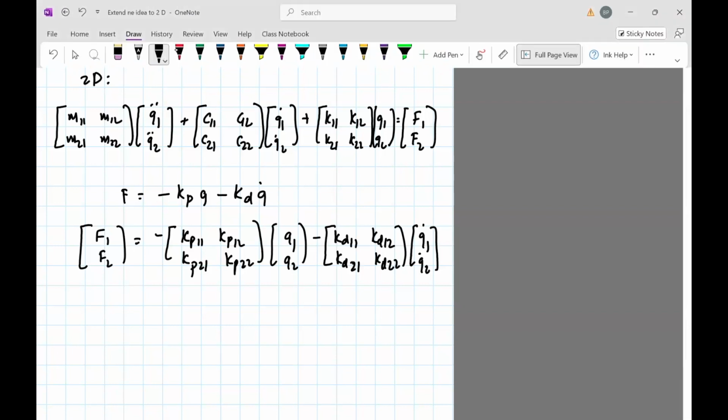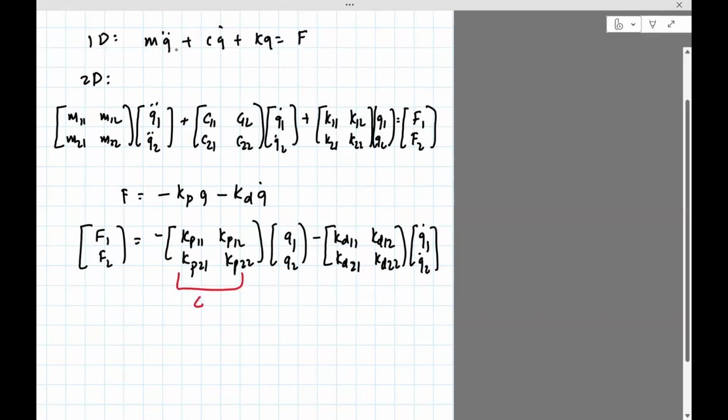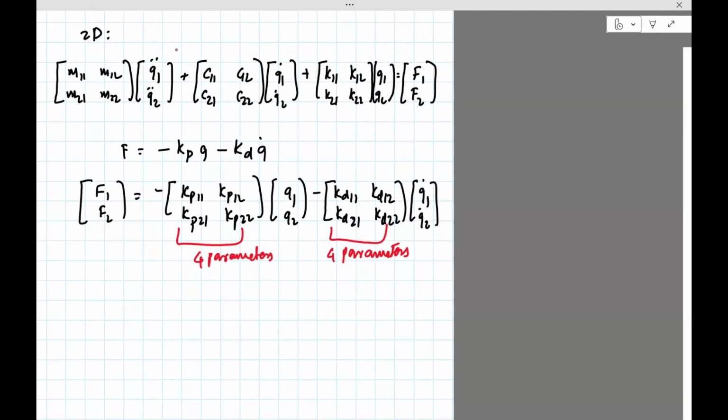Okay, so what we have here is 4 parameters and another 4 parameters. And because it's a feedback control system, you have to make a choice on what you'll make those parameters. So we have 8 parameters.